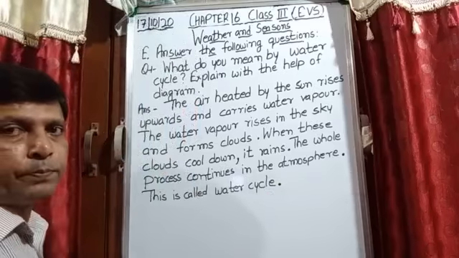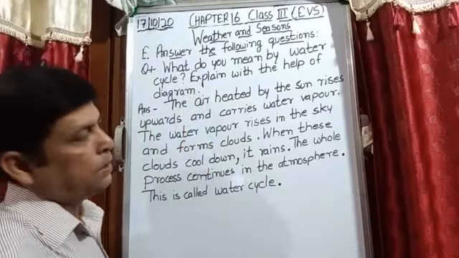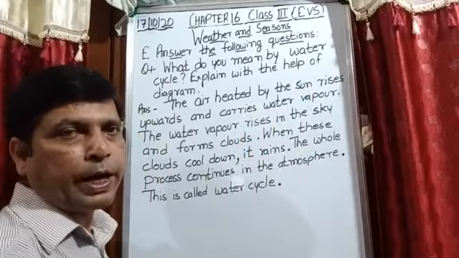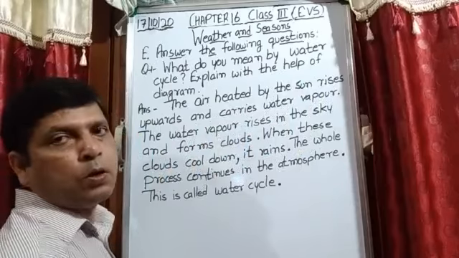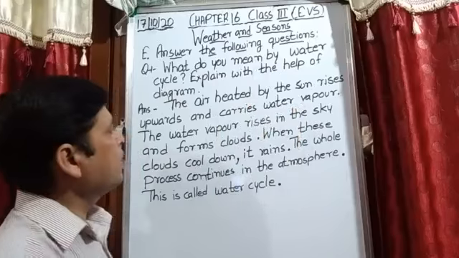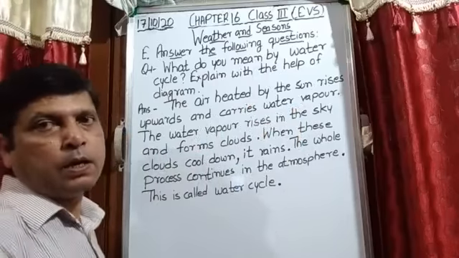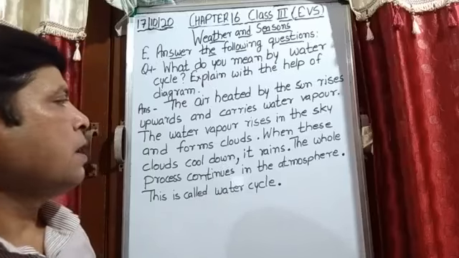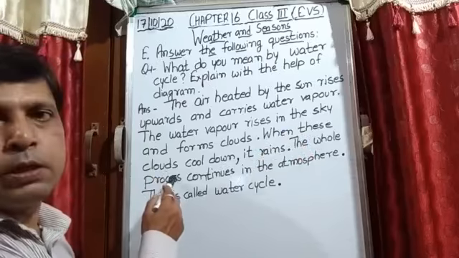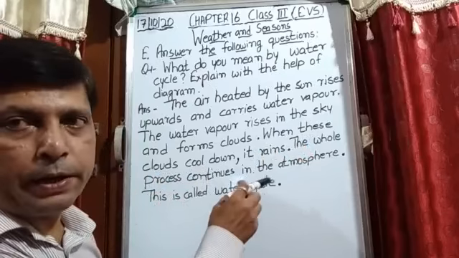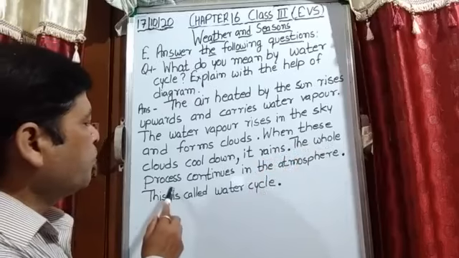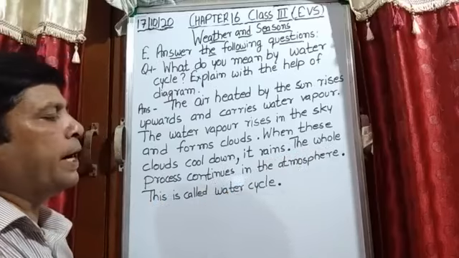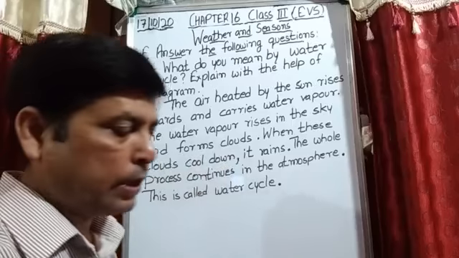See students, the air heated by the sun rises upwards, okay, and carries water vapor. The water vapor rises in the sky and forms clouds. When these clouds cool down, it rains. The whole process continues in the atmosphere. This is called a water cycle. Note down the answer.